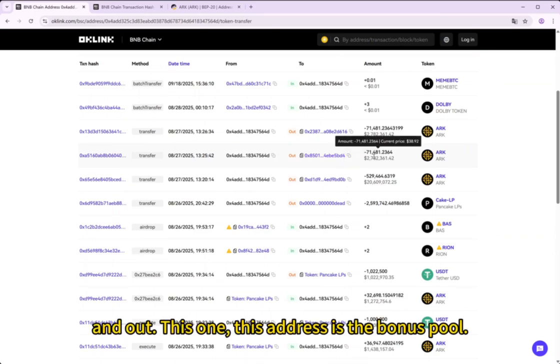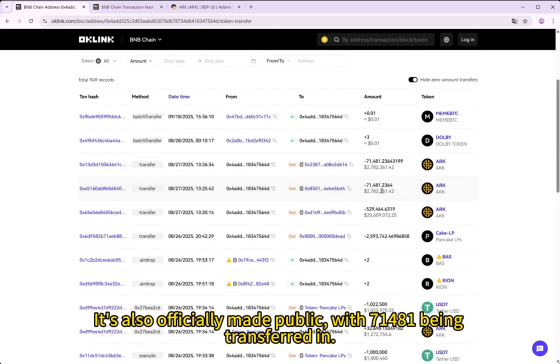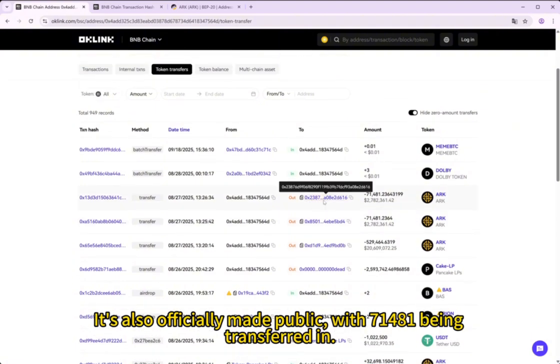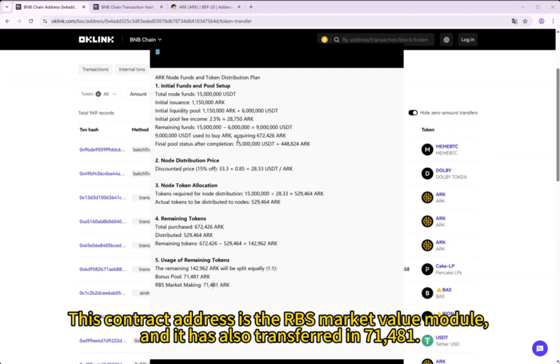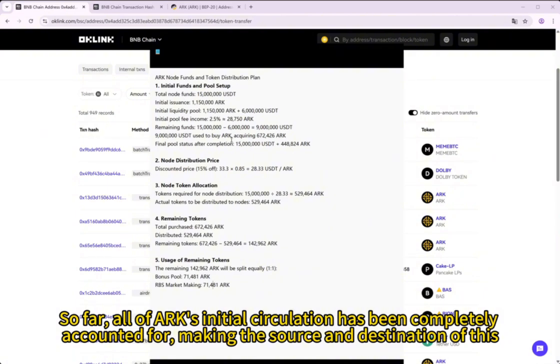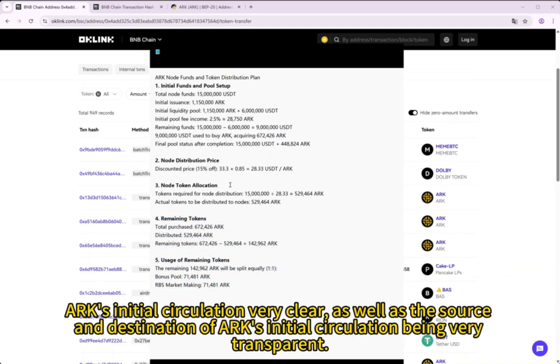This address is the bonus pool. It's also officially made public, with 71,481 being transferred in. This contract address is the RBS market value module, and it has also transferred in 71,481. So far, all of ARK's initial circulation has been completely accounted for, making the source and destination of ARK's initial circulation very clear.